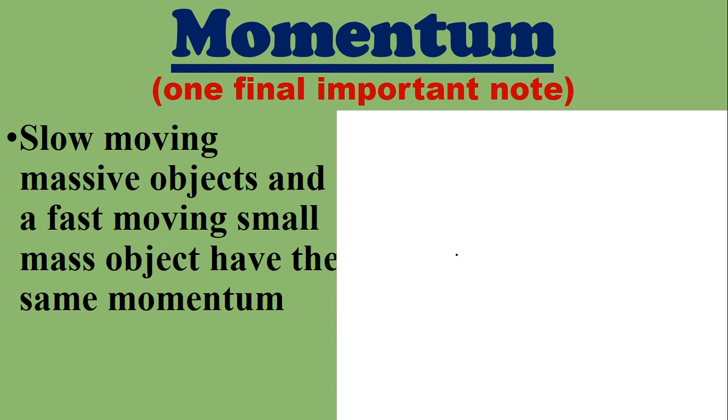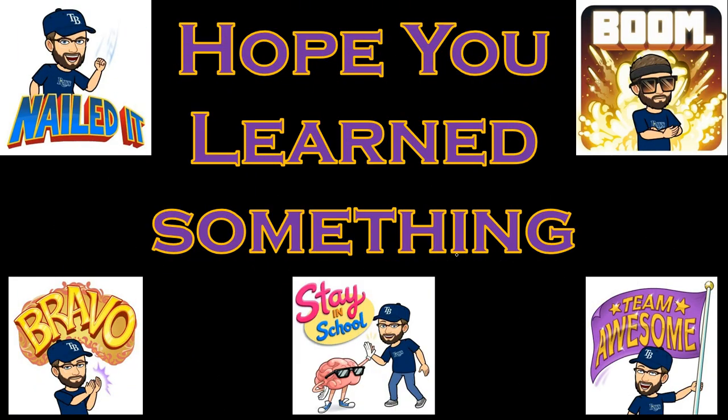But let's do one last thing about momentum. It's very important. A slow moving massive object and a fast moving small mass object can have the same momentum. You just have to have the right speed and calculation. But that's a little bit about momentum and how it fits in with physics and the physical science part of your learning.